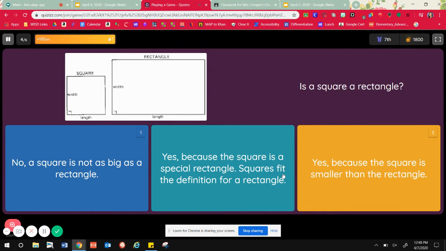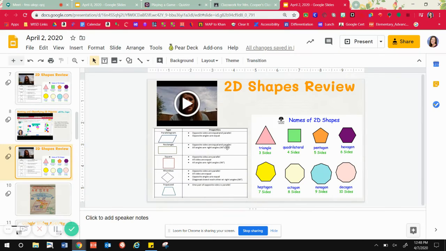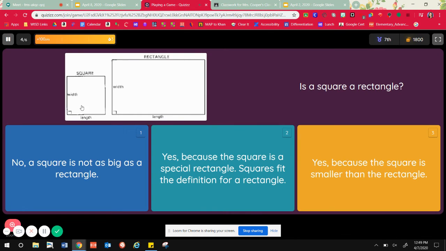Next question, is a square a rectangle? Let me go back and look at our rules for rectangle. Rectangle, opposite sides are equal and parallel, and all angles are right angles. Those are like our square angles. So for a square, are my opposite sides parallel and equal length? Is this the same length as this, and is it parallel?